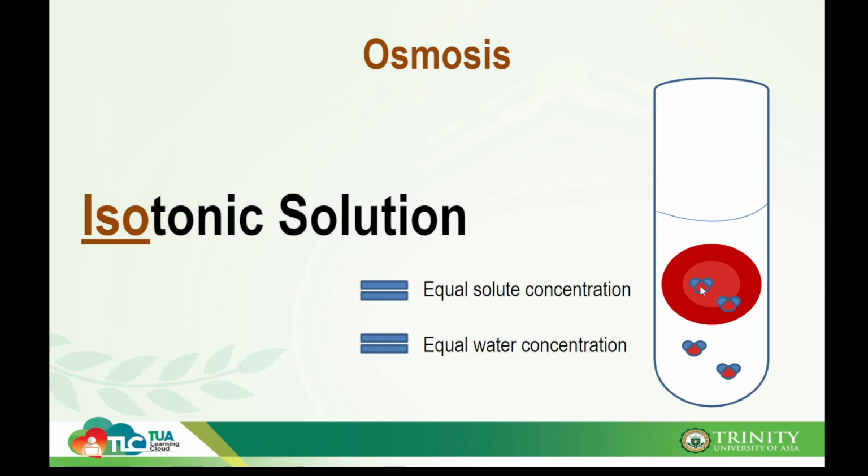Next, we also have what we call isotonic solution. This is where there is equal water and solute concentration. So as we can see in this image, there are two water molecules outside, two water molecules inside, and there will be no movement anymore of water. Okay, kasi equal lang sila.